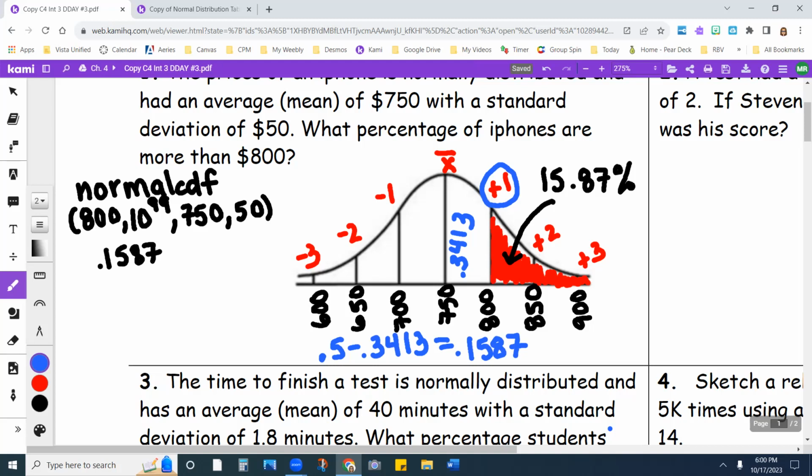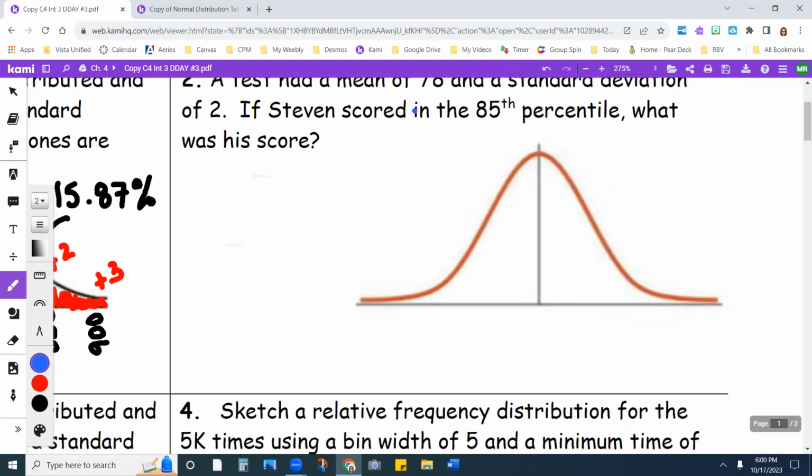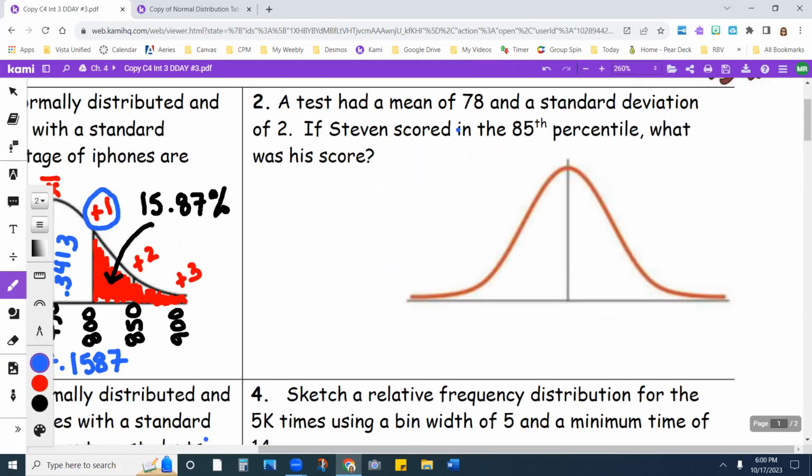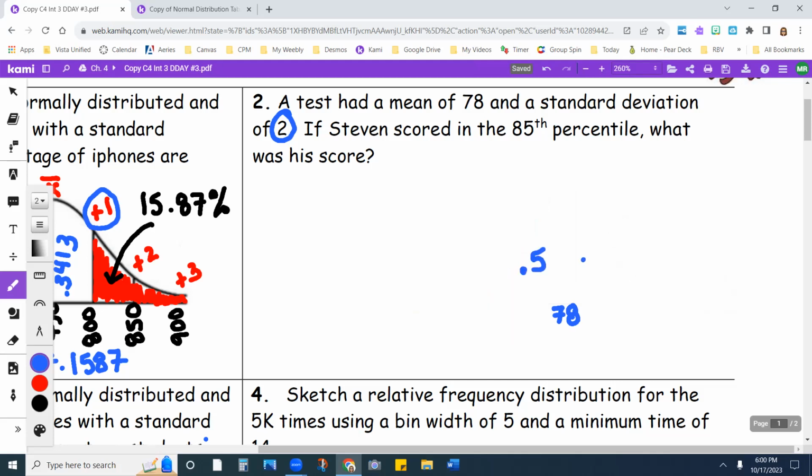On number 2, another normal distribution. This one we have a mean of 78 and a standard deviation of 2. We want to figure out what the score needs to be for him to be in the 85th percentile. So this is 0.5, this is 0.5.